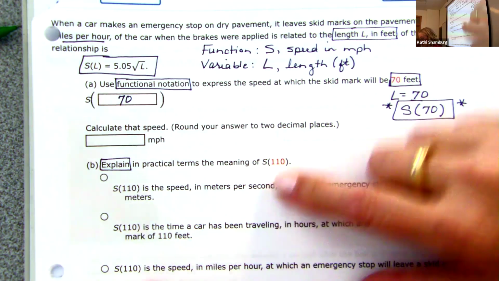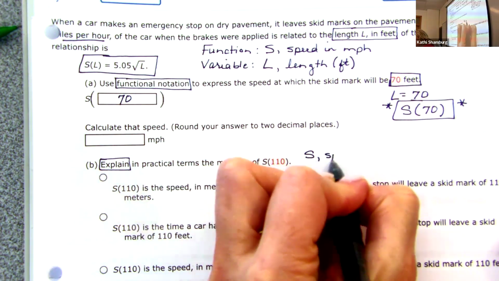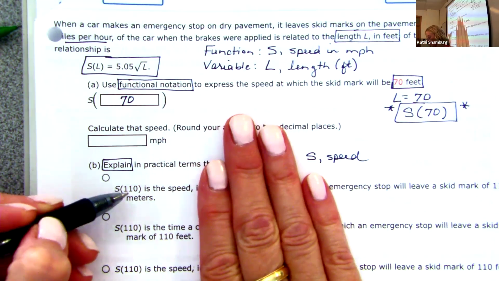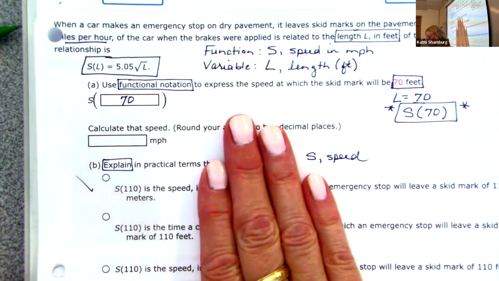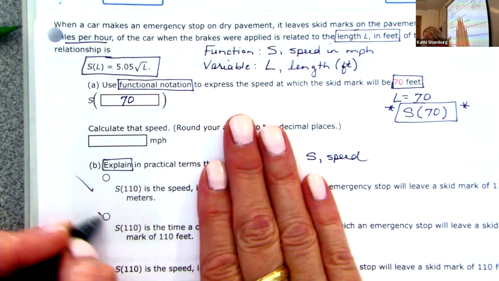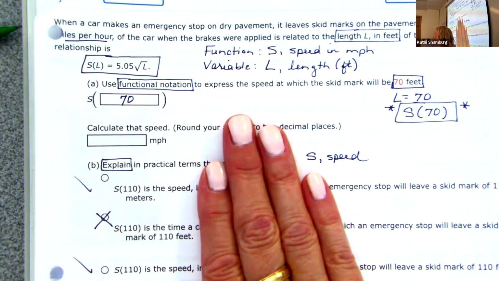Okay. All right. So we already said that S represents what? Speed. That's your speed. So look, I can go here and say S at 10 is speed. Okay, it could be that one. S at 10 is the time. It's not time. I can get rid of that one. S at 110 is the speed. Okay, it could be that one. S at 110 is the length. No, it's not. So you can eliminate that right there.